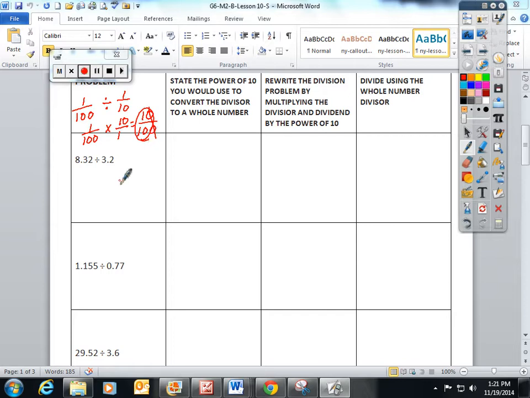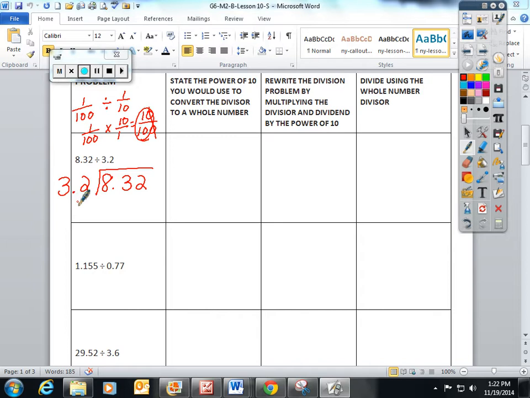First thing, when we're actually dividing, I had them write it out as a division problem: 8.32 divided by 3.2. And I pointed out, you really can't do this problem. You cannot divide a decimal by another decimal without changing some things mathematically. The main thing is changing this number right here to a whole number, and you can do that by multiplying it by a power of 10.